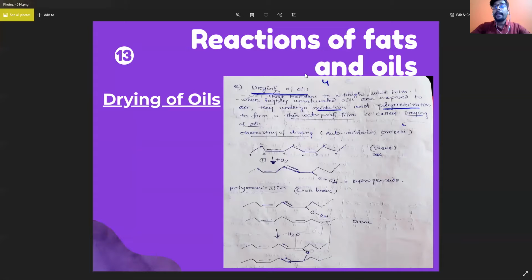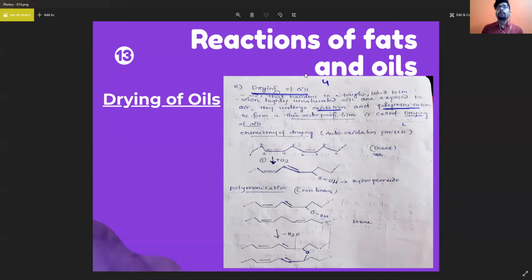This is the main topic, drying of oils. What is the meaning of drying of oils? I'll explain what drying of oils is. A drying oil is an oil that hardens to a tough solid film after a period of exposure to air. That is called drying of oil. The main process of drying of oil is oxidation, and next is polymerization. After oxidation and polymerization, a thin water film is formed, which is called drying of oil.